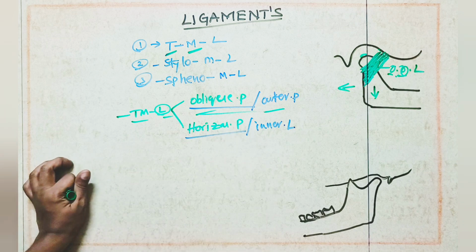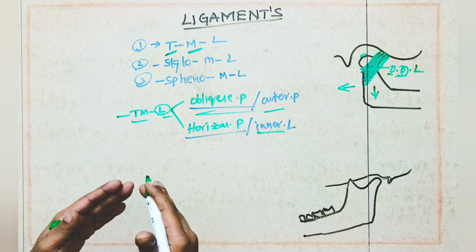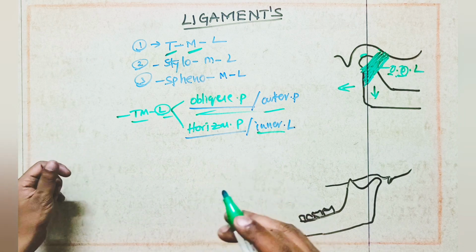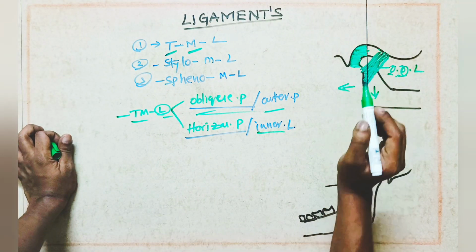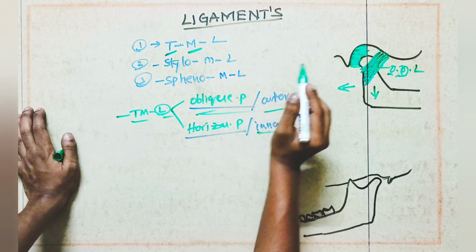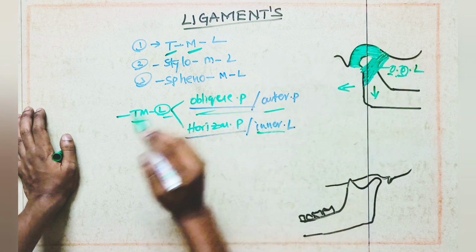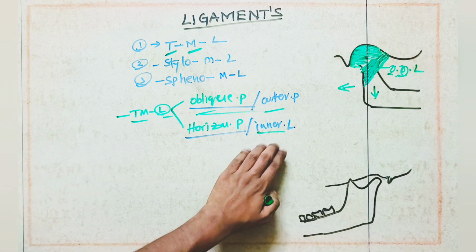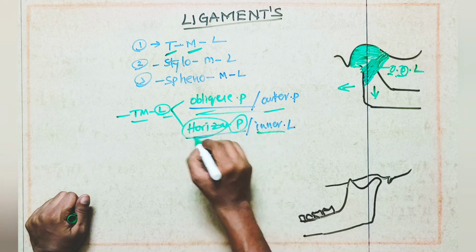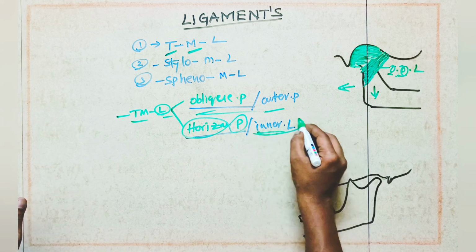Now the horizontal portion, that is the inner portion. The inner portion of the ligament is attached to the lateral pole of the condyle. See, this is the lateral pole of the condyle. At the same time, here we have the disc. So the posterior portion of the disc, the lateral pole of the condyle, and at the same time the articular eminence. The fibers of this temporomandibular ligament have a horizontal orientation, so it is the inner ligament.